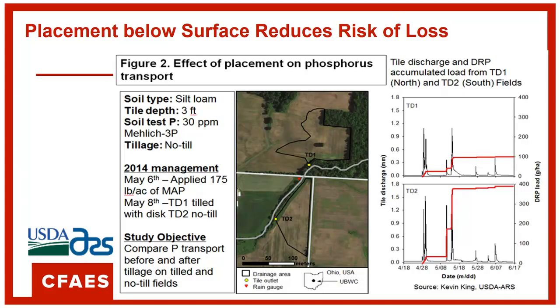What happens to the red line after that rainfall event that starts happening on May 12th? We see an accumulation, and the value over here is 100 on the tilled field, 400 on the untilled or the no-till field. So 4 times increase in relationship to DRP loss from that surface application.